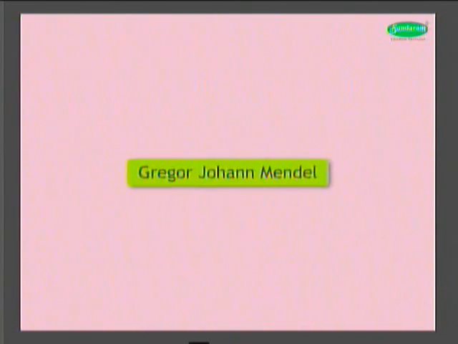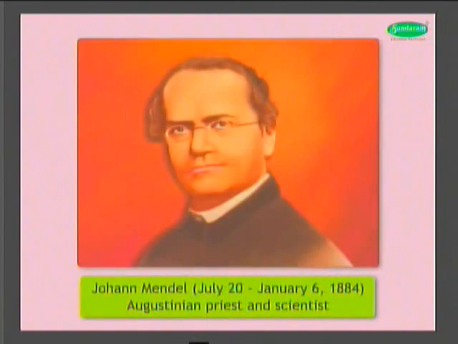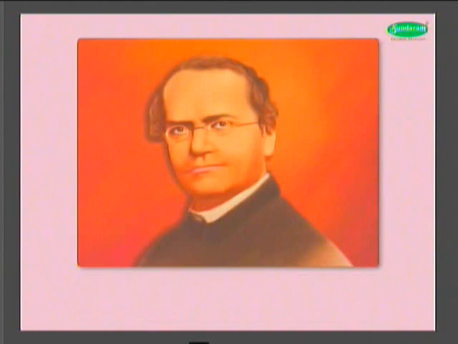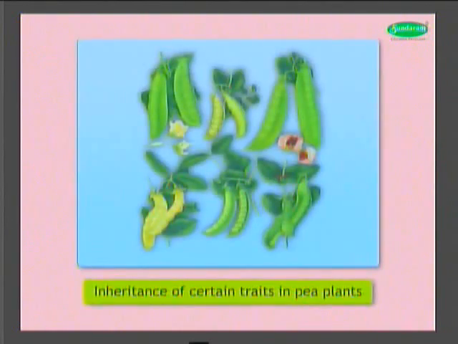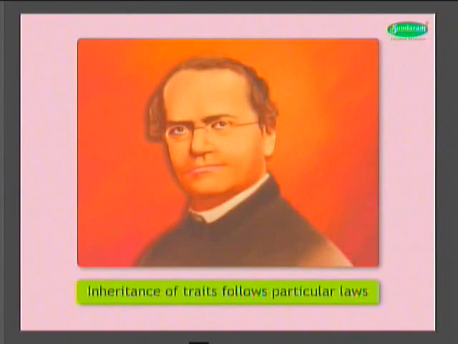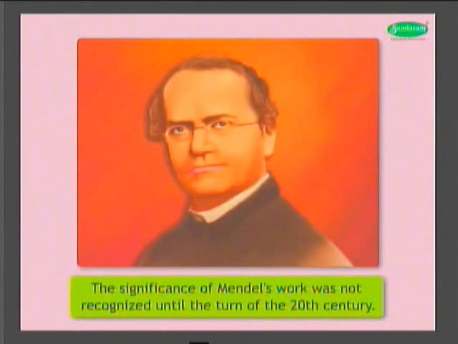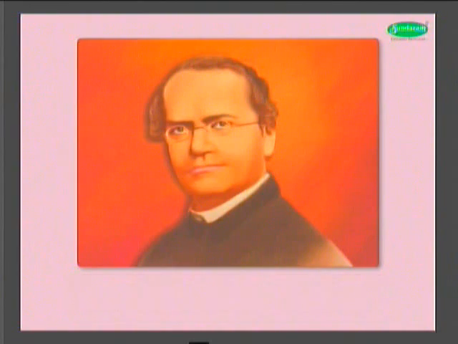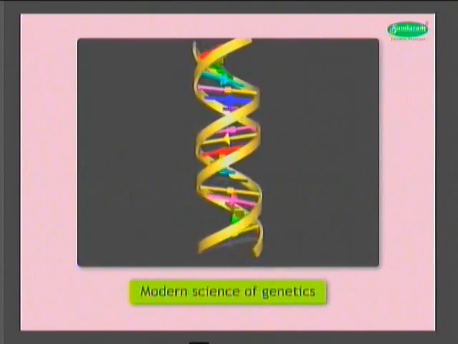Let us know more about Gregor Johann Mendel. Johann Mendel, July 20th to January 6th, 1884, was an Augustinian priest and scientist who gained posthumous fame as the figurehead of the new science of genetics for his study of the inheritance of certain traits in pea plants. Mendel showed that the inheritance of these traits follows particular laws, which were later named after him. The significance of Mendel's work was not recognized until the turn of the 20th century. The independent rediscovery of these laws formed the foundation of the modern science of genetics.